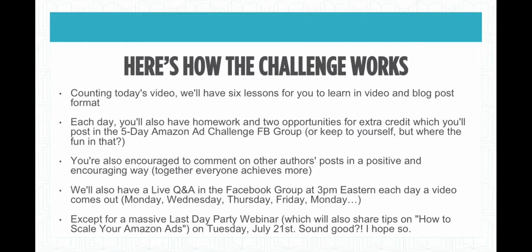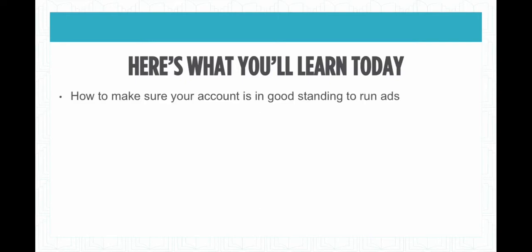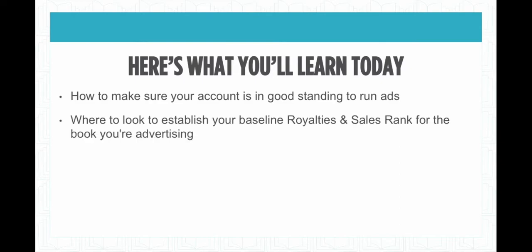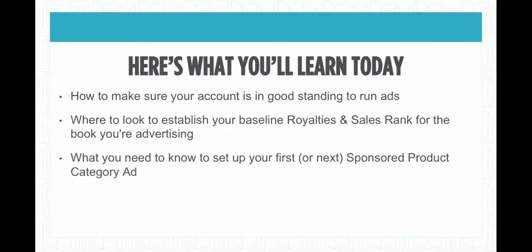Let's get into things. Here's what you're going to learn today. How to make sure your account is in good standing to run Amazon ads. You're also going to learn where to look to establish your baseline royalties and sales rank. We haven't talked about that in a previous challenge. This is brand new. We're going to go into why that's important as well for the book that you're advertising. You're also going to learn what you need to know to set up your first or your next sponsored product category ad.